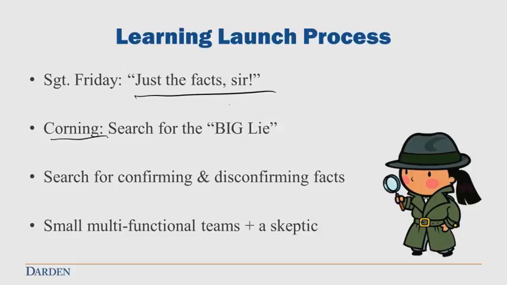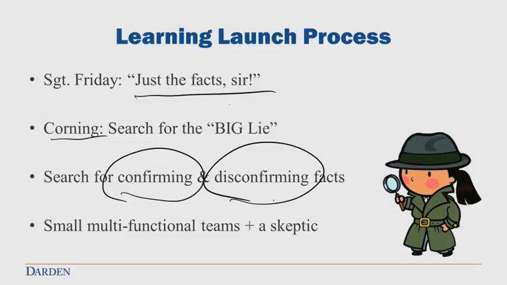Corning Glass, a very, very innovative company, calls this search the search for the big lie. What's out there that could surprise us? We want to find that disconfirming fact. Confirming facts are facts which basically give you some confidence that the idea is worth continuing with. Disconfirming facts are facts which say the idea is not that good.